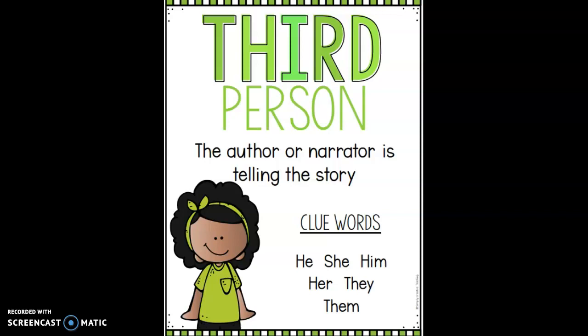We're just going to focus on these three types of point of views for our project: first, second, and third person. As we move on throughout the year, we will add third person limited and third person omniscient. But for our author's purpose and point of view project with the animal, you just have to remember first person, second person, and third person.